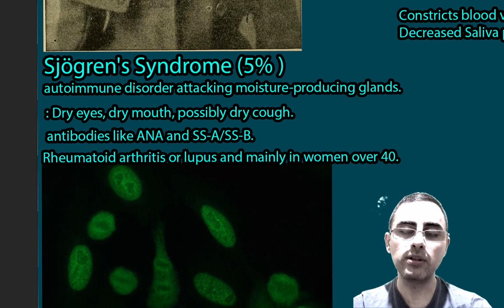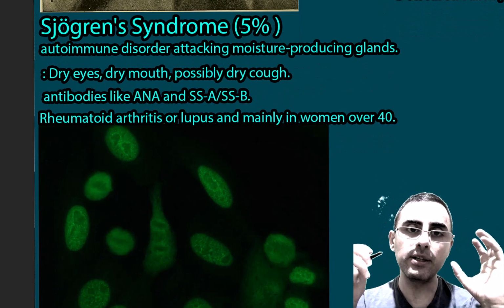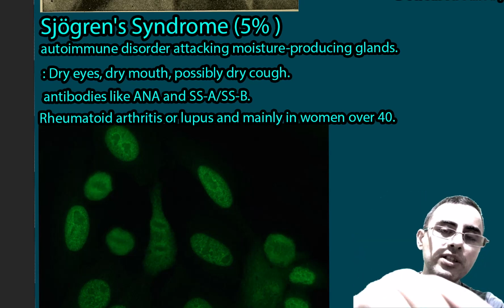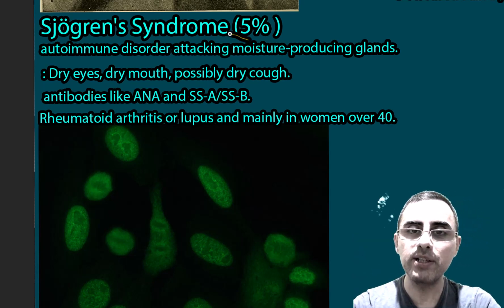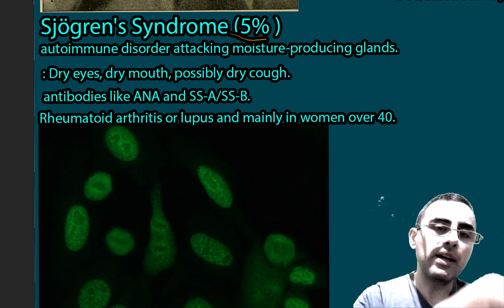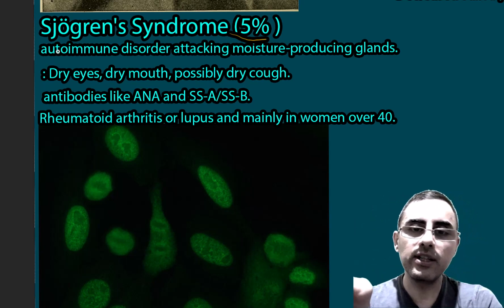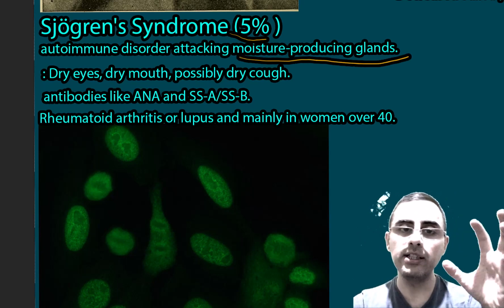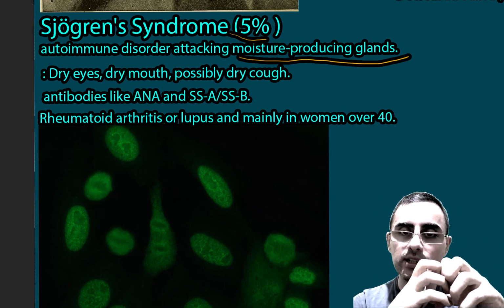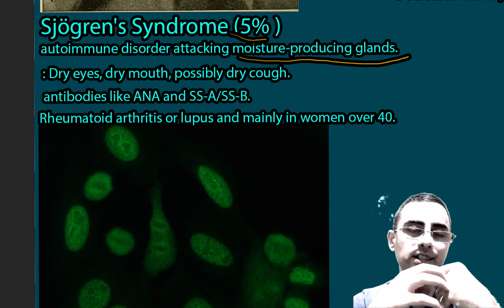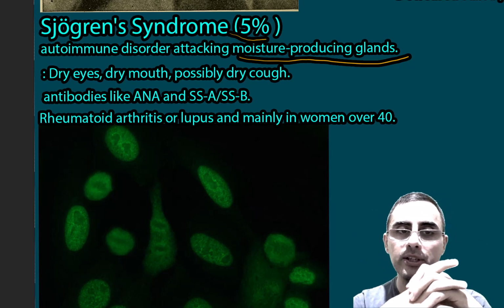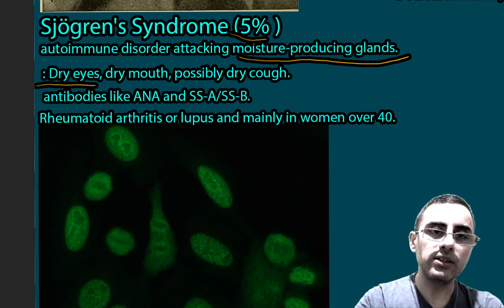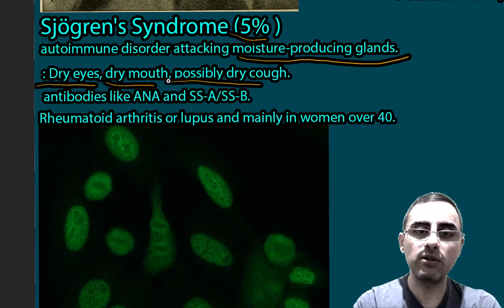Now let's talk about a much rarer disease. It's Sjögren syndrome. Sjögren syndrome is responsible for dry mouth in around 5% or less, and it's an autoimmune disorder attacking moisture-producing glands. So our body mistakenly attacks our cells, attacks our tissues. That's the idea of an autoimmune disorder, and it's Sjögren syndrome, and it causes dry eyes, dry mouth, and possibly coughing also.